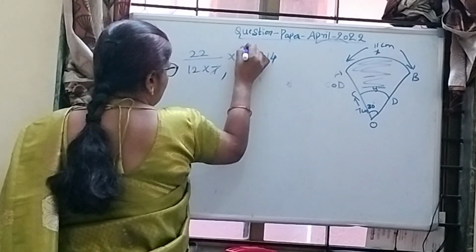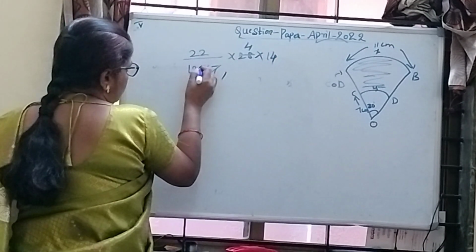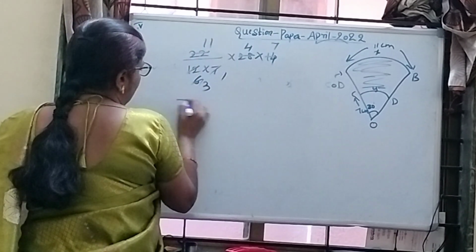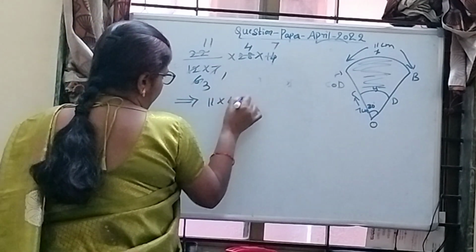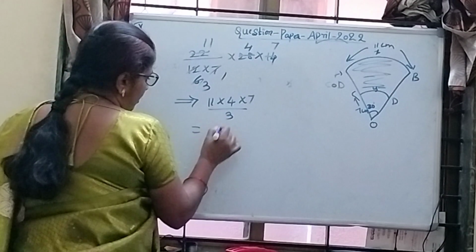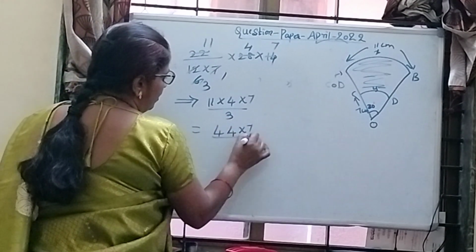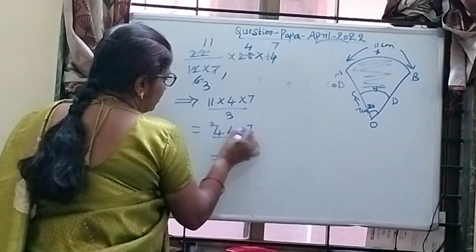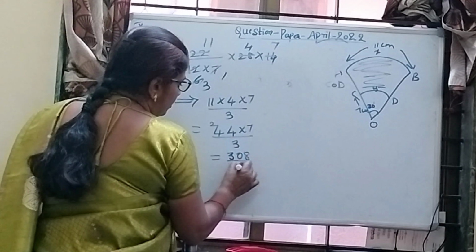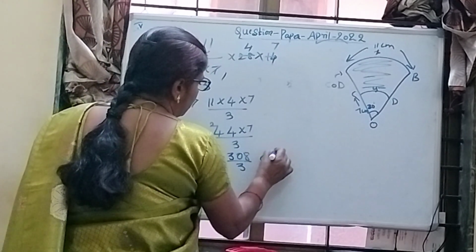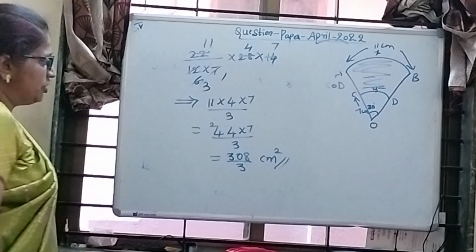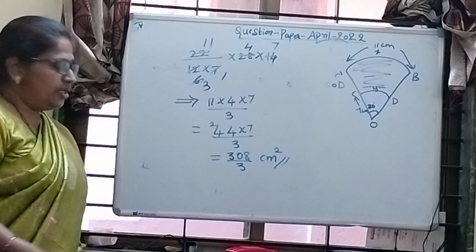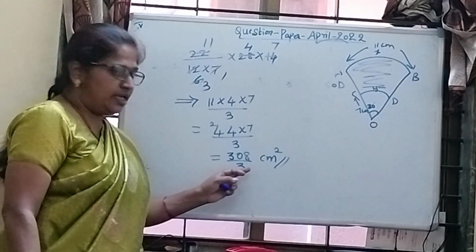Now here 7 ones are 7, fours are, 2 6s are 2, 7s are, 2 3s are 2, 11s are. So finally 11 into 4 into 7 divided by 3. 11 fours are 44, into 7 divided by 3. If you multiply, 7 fours are 28, 28 plus 2 is 30, divided by 3. So centimeter square. This is the area of the given shaded region, that is 308 by 3 centimeters square.